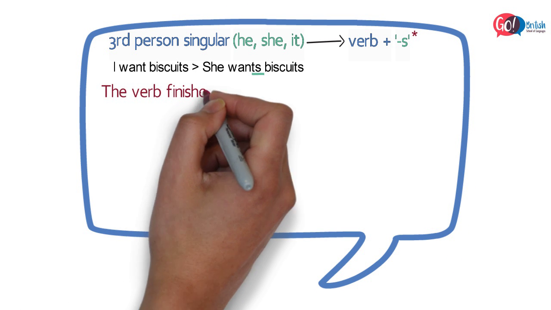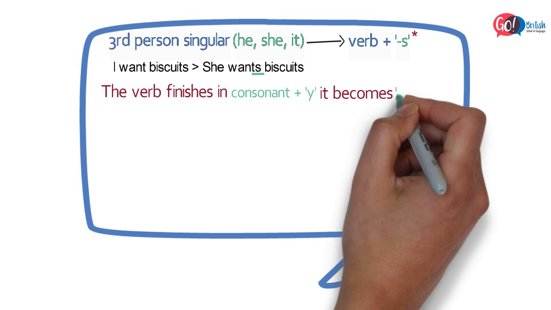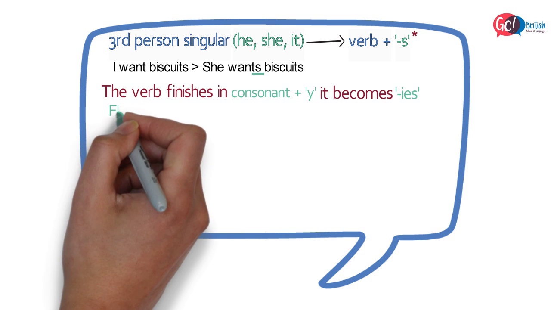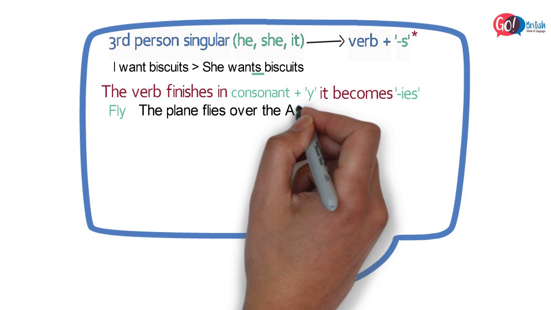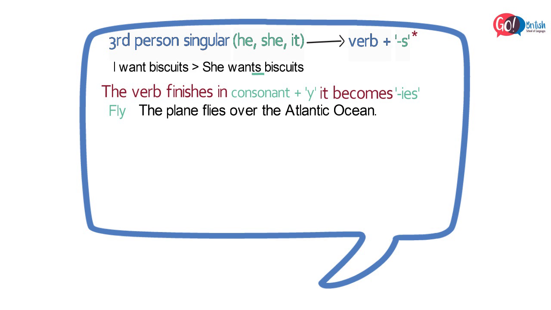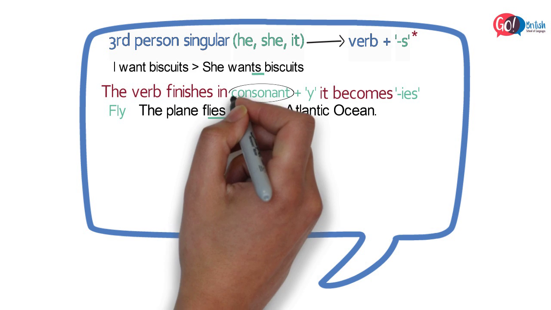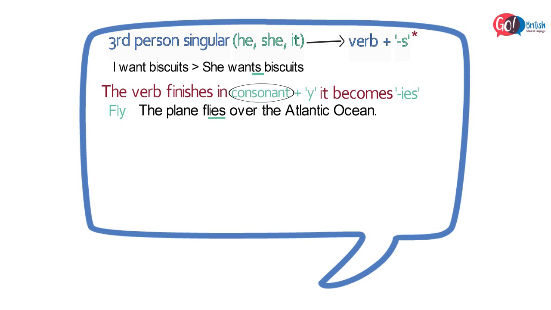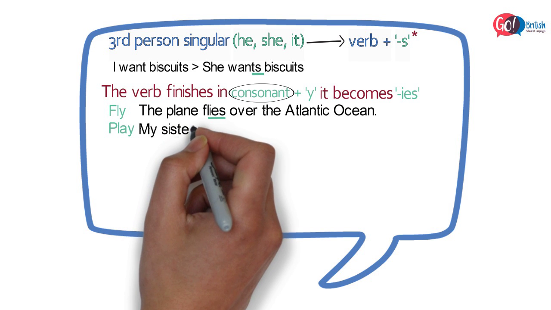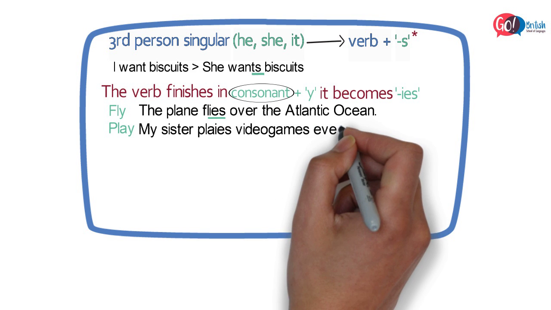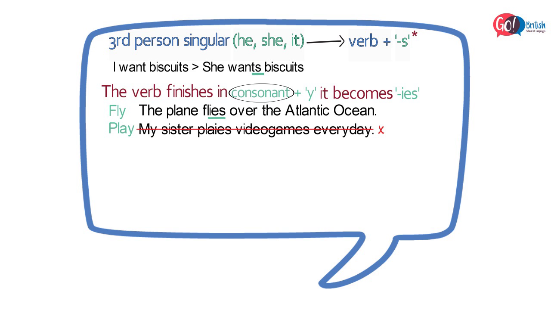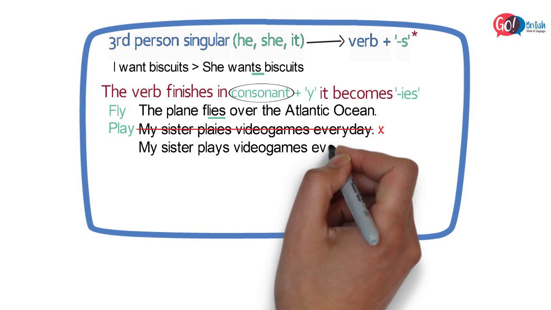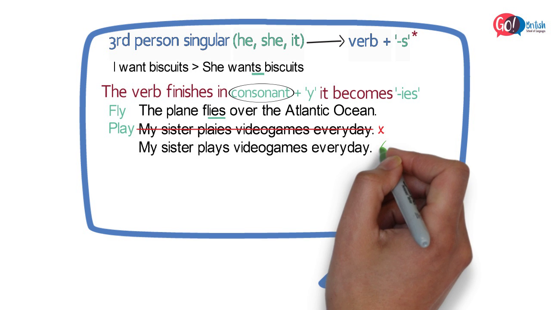The first one is when the verb finishes in consonant and Y, it becomes IES. Let's look at the verb fly, which finishes in Y. The plane, which is it, flies over the Atlantic Ocean. But remember, it only happens with consonants. For example, play has got A and Y. So I cannot say my sister plays video games every day. That would be incorrect, okay? The correct way to say that is my sister plays, normal S, video games every day.